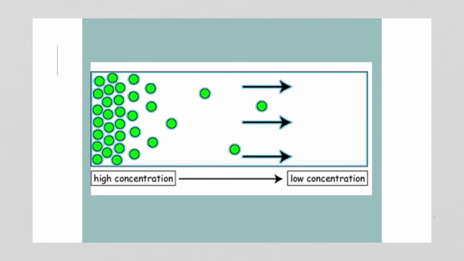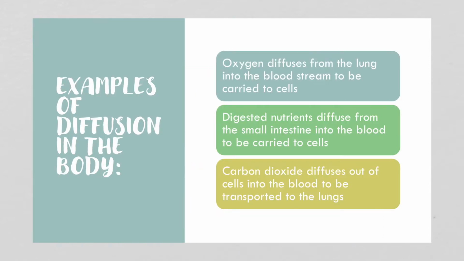This is a visual of what that looks like. So here are all these molecules in an area of high concentration, and they're jostling each other and getting bumped. And eventually some of these are getting pushed to the area where it's low. And over time, you'll end up having a balance between the two sides.